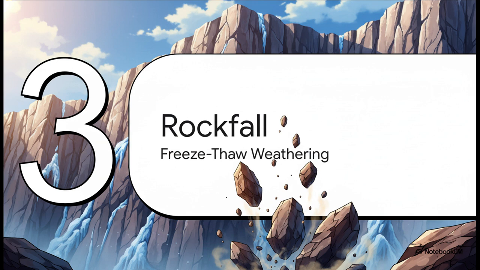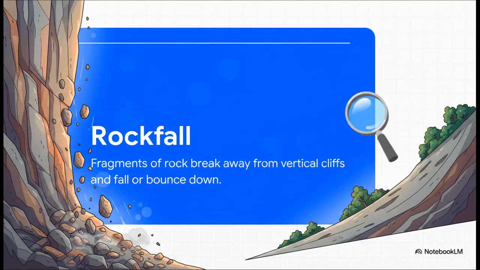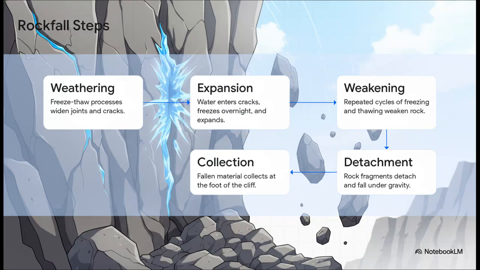And this one is driven by freeze-thaw weathering. A rockfall happens when fragments of rock literally break away from steep, vertical cliffs made of resistant rock, and they just fall or bounce straight down the slope. So unlike a landslide where huge slabs move together, a rockfall is all about individual rock fragments free-falling down a highly vertical face. But how exactly does a solid cliff just start shedding rocks?